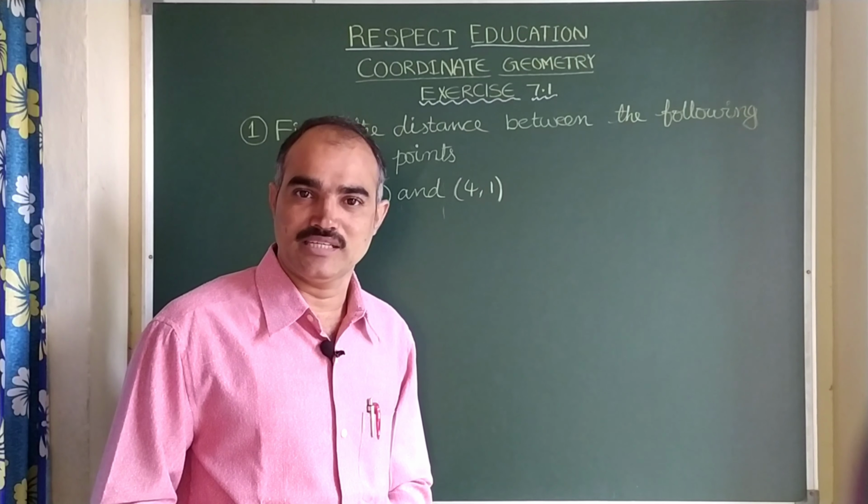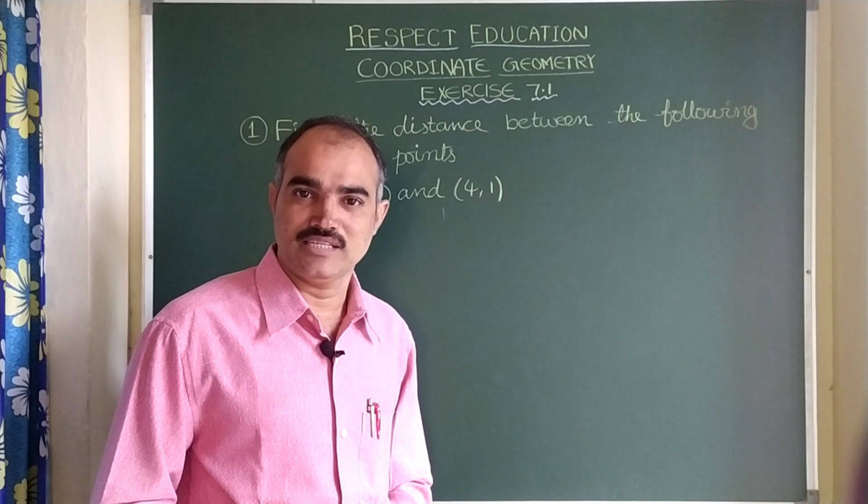Now let us see the next question, that is question number 3. Verify that the points (1, 5), (2, 3) and (-2, -1) are collinear or not. See, first let us take the given points. Let the first point be A (1, 5), the second point is B (2, 3) and the third point is C (-2, -1). Now we need to verify whether these 3 points are collinear or not.